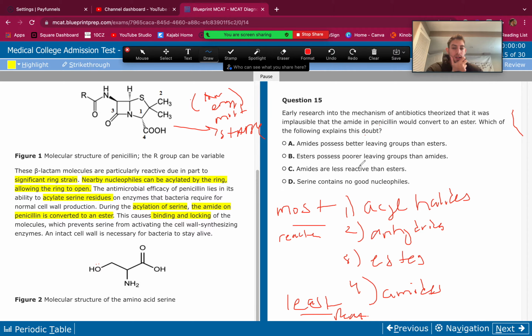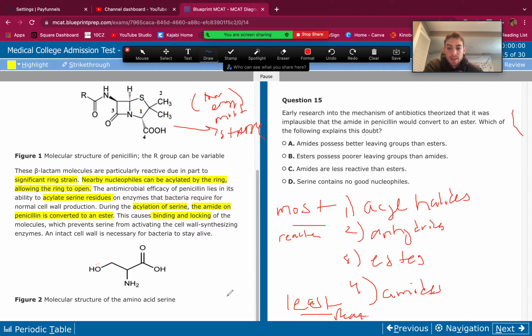So let's see. Amides possess better leaving groups than esters. That is not true at all. Oh god, I'm like teaching you guys organic chem right here. But fine, whatever. This is like 2 times speed, so I'll go through this quick.